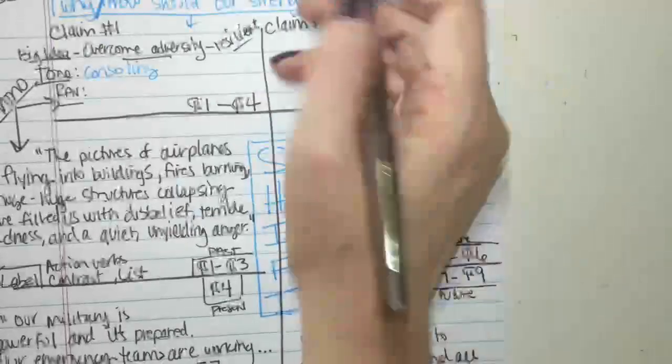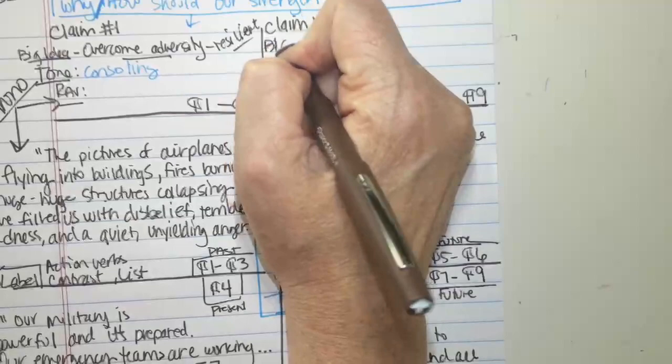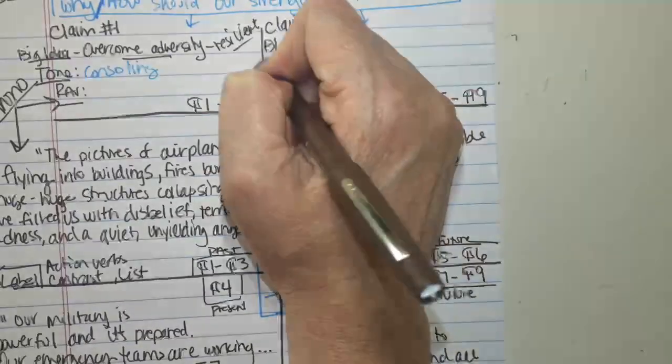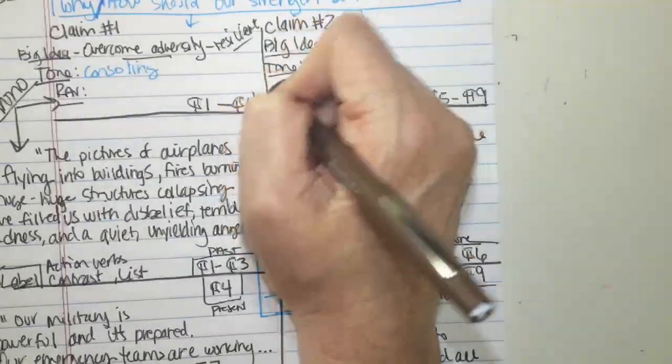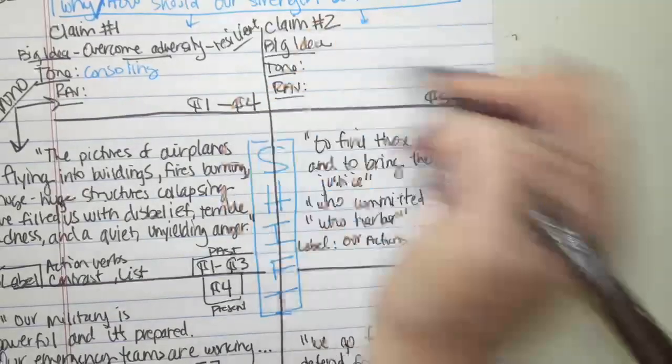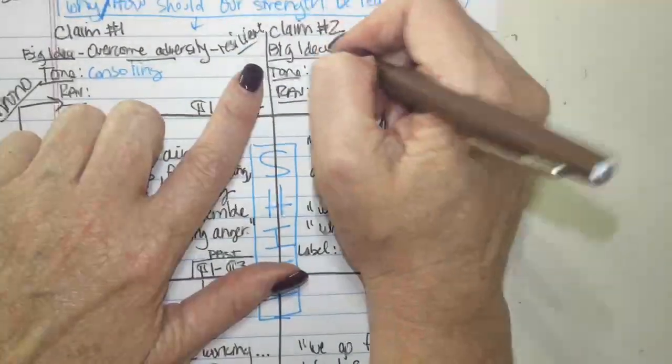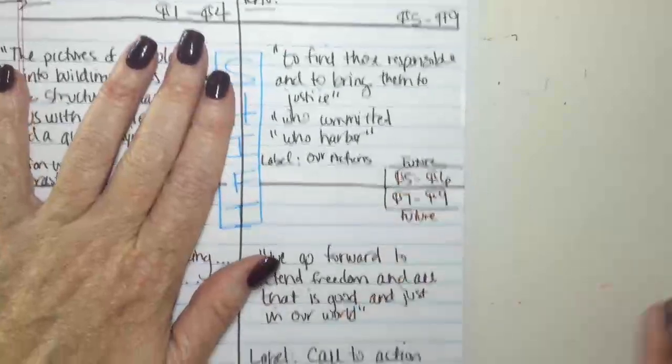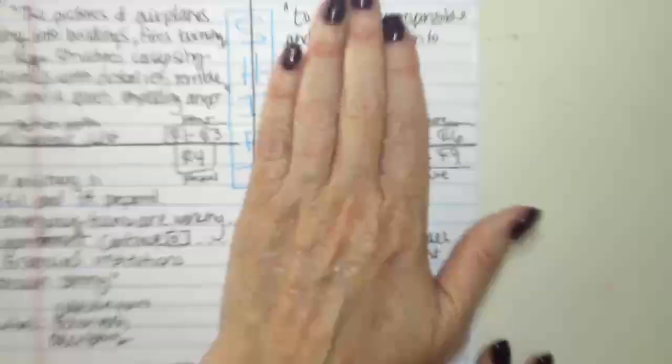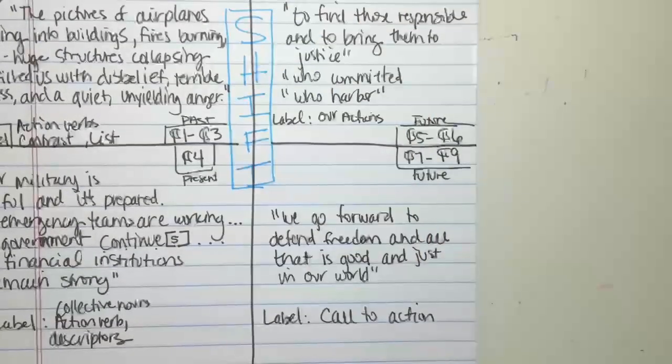All right. So, big idea. Talk with your partner. We need a big idea. Why should our strength be reaffirmed? What does that half prove? Talk to your partner.